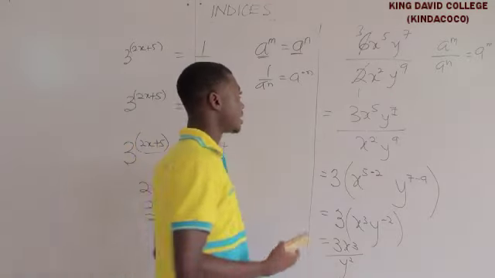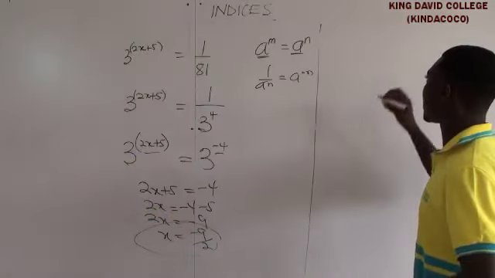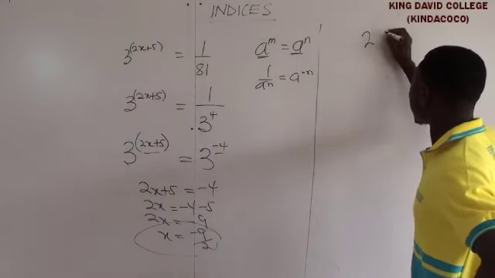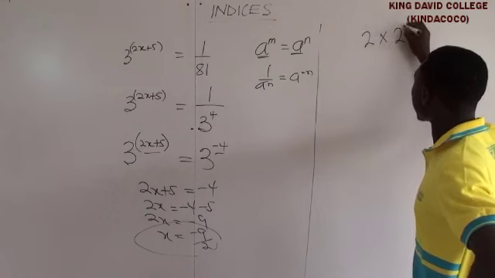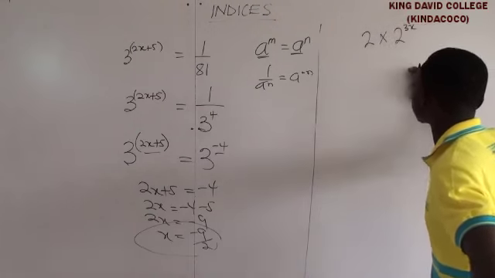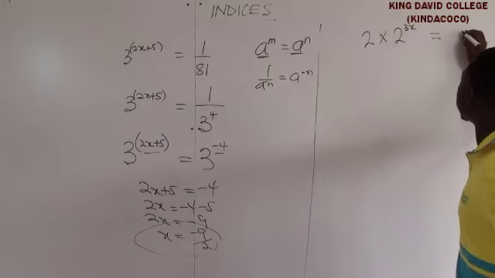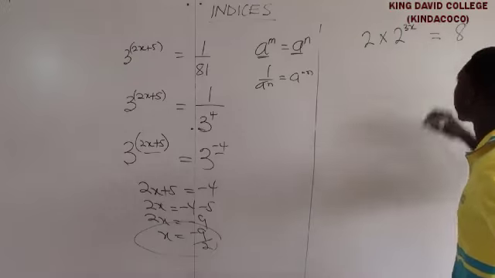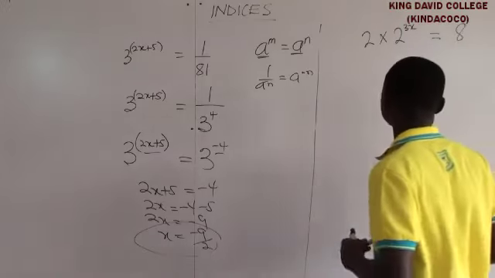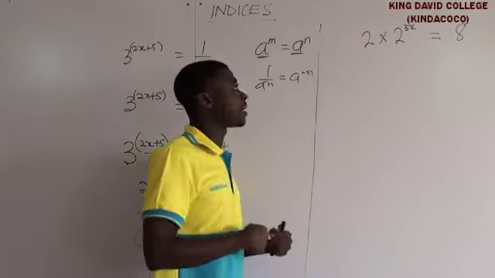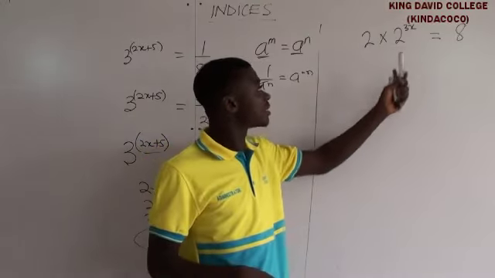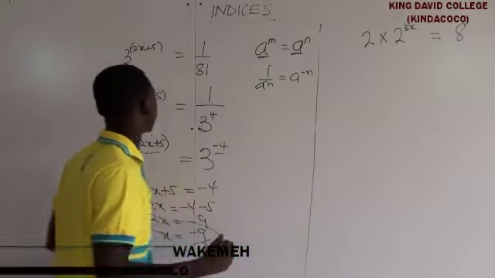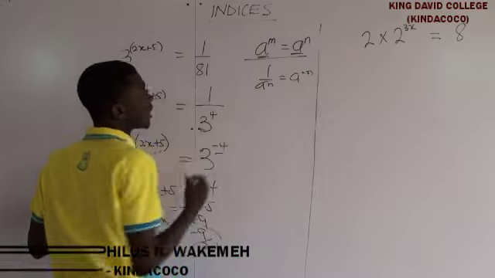Another example on this, very simple. Let's say we have 2 times 2 to the power 3x is equal to 8. Okay, so we have 2 times 2 to the power 3x is equal to 8. We have this question here. Now, we need to get it in this form before we can solve it.